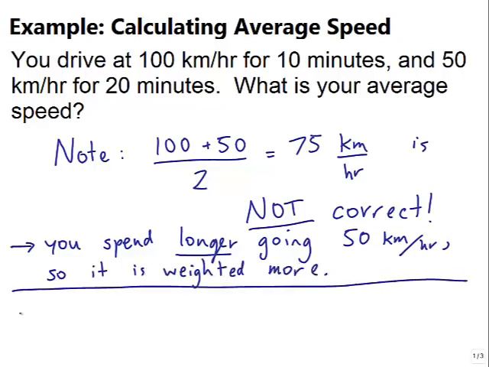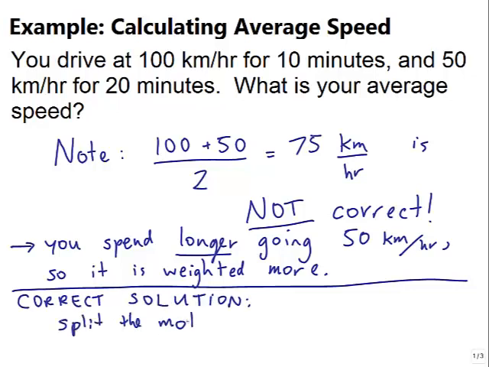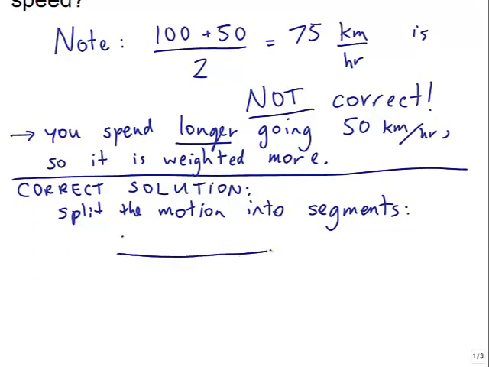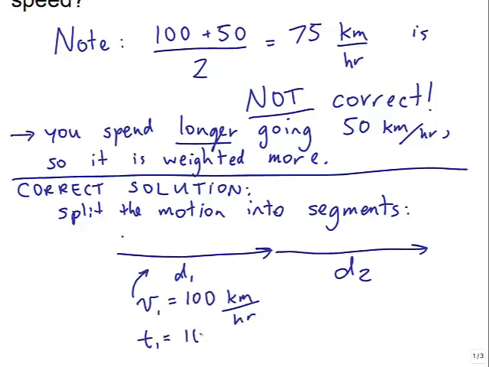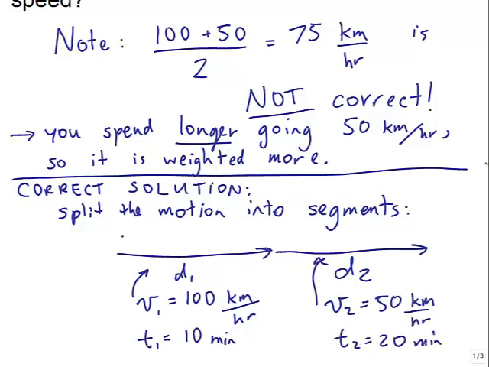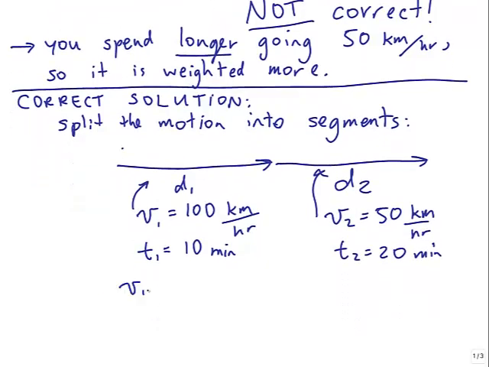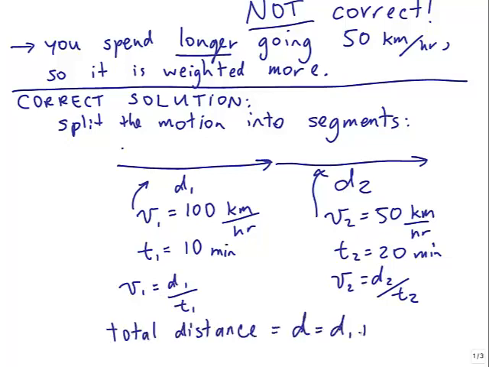So the correct solution is you have to figure out the total distance traveled divided by total time. So we're going to have to split this motion into segments. Now d1 would be the distance you travel when you're going at 100 kilometers per hour for 10 minutes, and d2 would be the distance you go going 50 kilometers an hour for 20 minutes. So we have v1 is d1 over t1, v2 is d2 over t2, and the total distance is the sum of d1 plus d2.